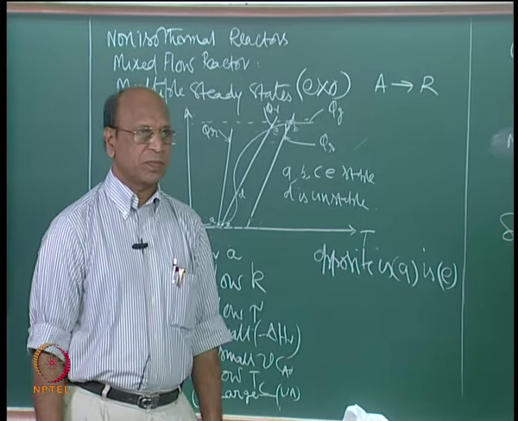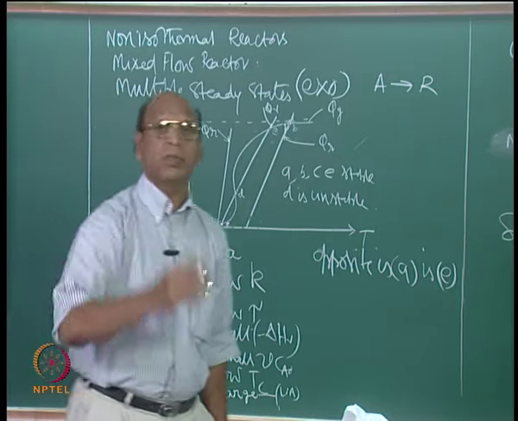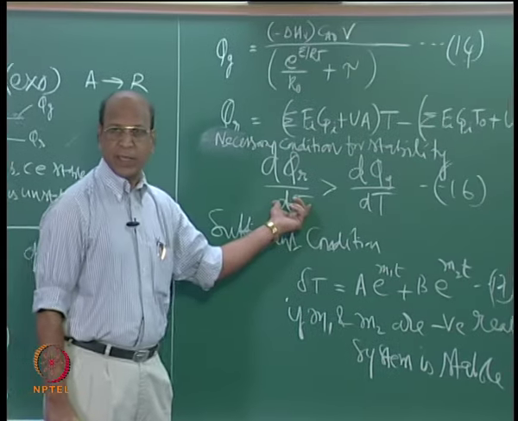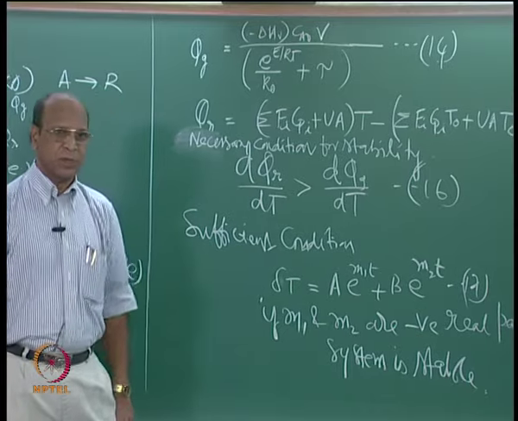Zero. Negative. Okay. And what will be the slope? dQr by dT is nothing but the slope, no? Will it be negative at any time?